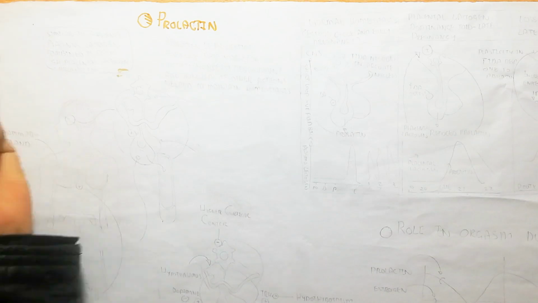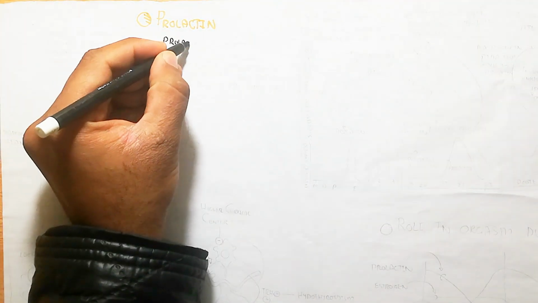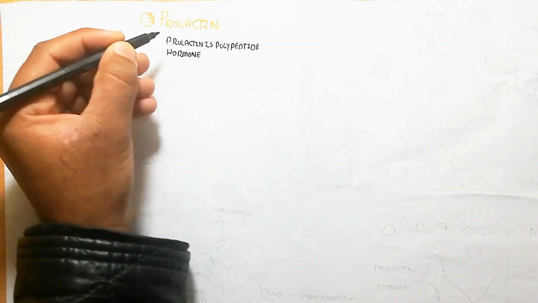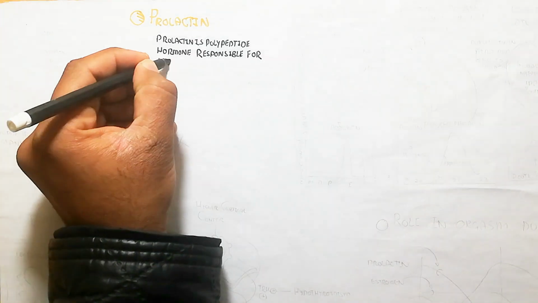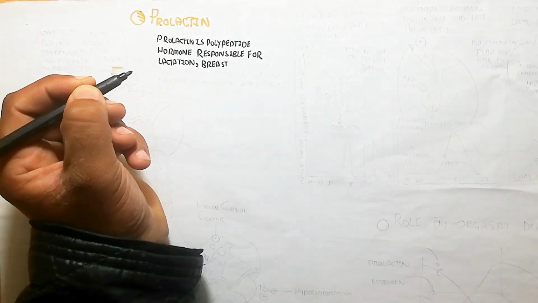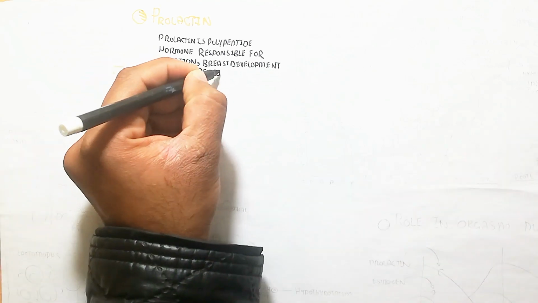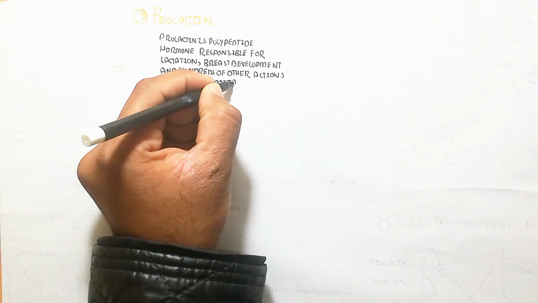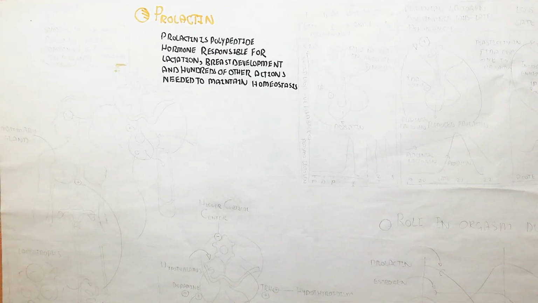What is prolactin? Prolactin is an endocrine hormone released from the pituitary gland, ovary, and also the mammary gland. Prolactin is a polypeptide hormone responsible for lactation, breast development, and hundreds of other actions needed to maintain homeostasis. So in this video we will learn about prolactin during pregnancy and its role in orgasm during sex, and also we will learn about its physiology.